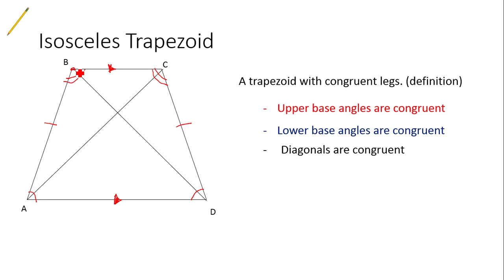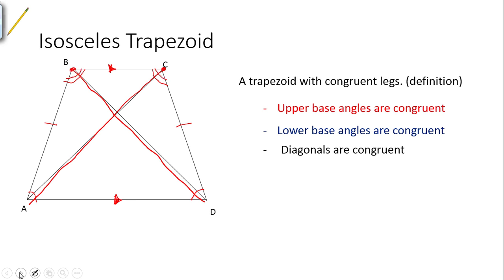That means B all the way down to D will be the same length as C all the way down to A, okay? Diagonals will be congruent to each other. Oops, sorry. And I want to make sure you had time to get all those in there. So notice in this one, though, the diagonals are not necessarily perpendicular to each other.